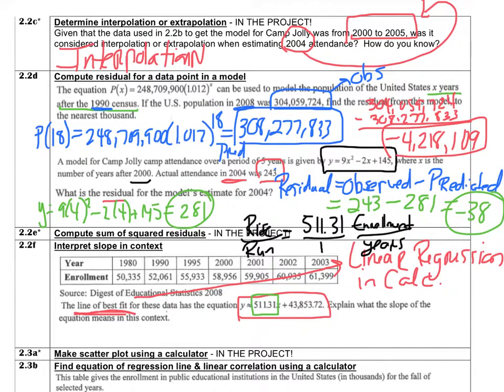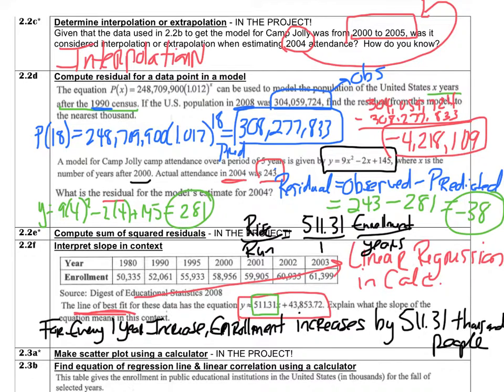The easiest way to interpret slope is just to take the number, rewrite it as its fraction, and put the words that it stands for, and then interpret it accordingly. All I need to say is this: for every 1 year increase, the enrollment will go up by 511,000 people.